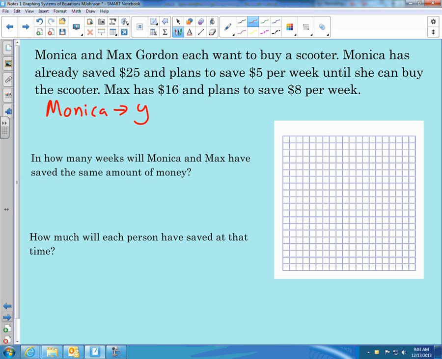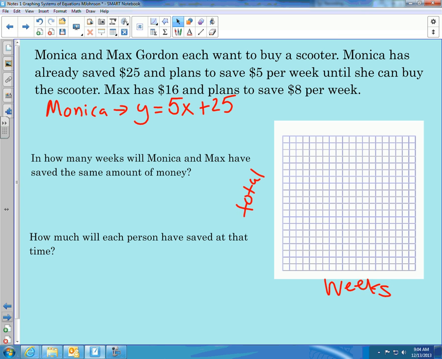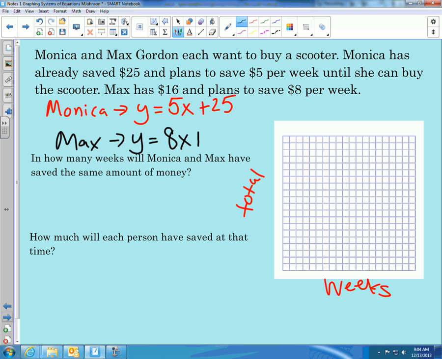We have y, that's going to represent our total. So our total equals, she is saving $5 per week. So x is going to represent weeks. So weeks and total. But she already has $25, so we need to add that in. Let's talk about Max. Max has a total of $8 per week plus his original $16.